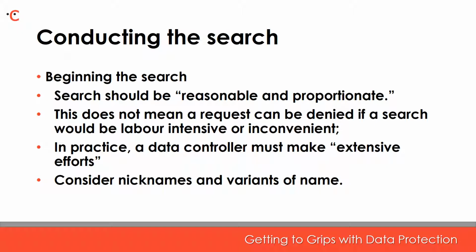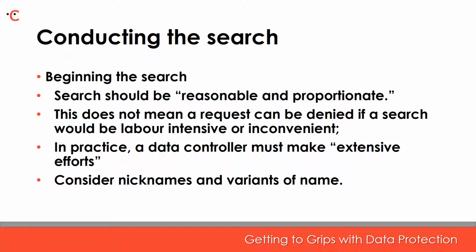When conducting your search, consider nicknames and variants of an individual's name. For example, going back to our earlier slides, Joseph Bloggs would need a number of searches carried out, for example on Joseph and Joe as well as Bloggs. If the requester has a name that can often be misspelt, such as Catherine, which could be spelt with a K or a C, searches should be done under both to make sure the data can be found.